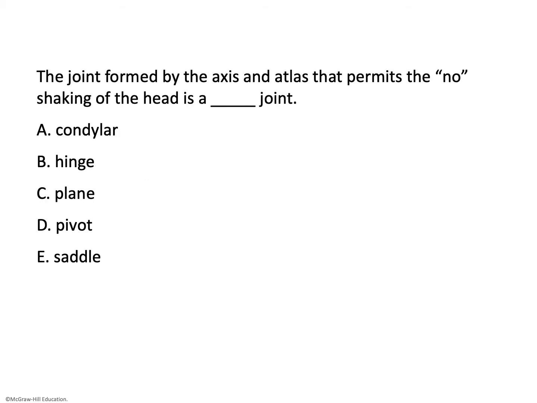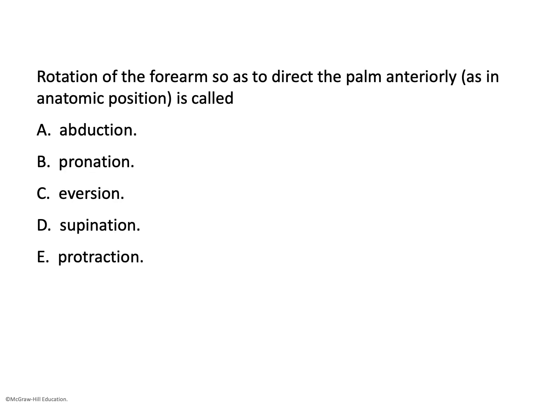The joint formed by the axis and atlas that permits the no shaking of the head, that's an example of a pivot joint, letter D. And rotation of the forearm so as to direct your palm anteriorly as an anatomic position. You can picture me up in the front of class, standing there. My palms are facing forward. I can hold soup in my hands, so we call this supination. So rotating your forearm to direct your palm anteriorly is supination, letter D.